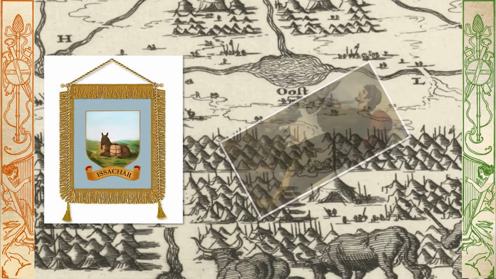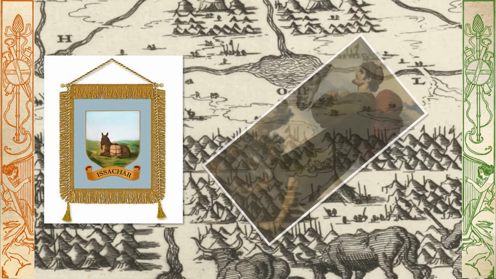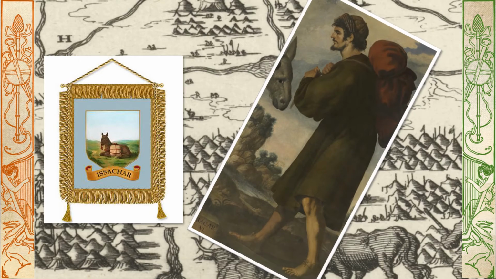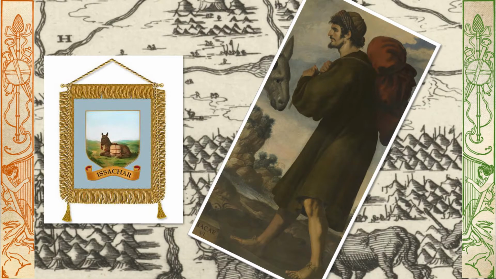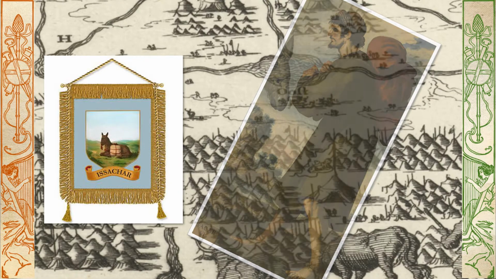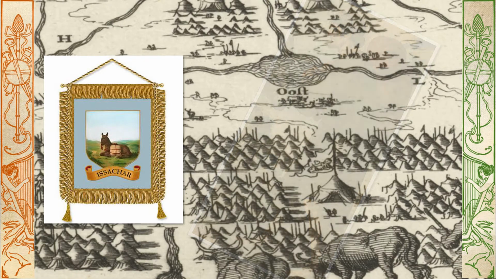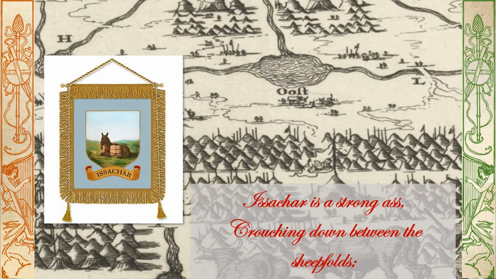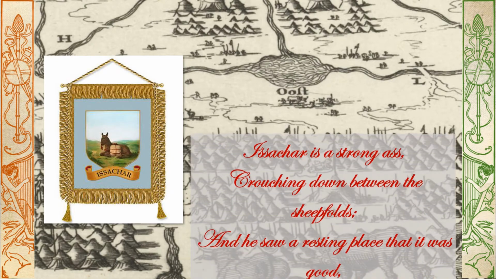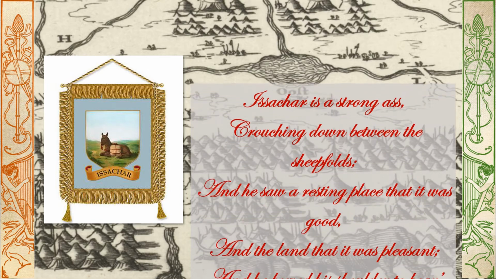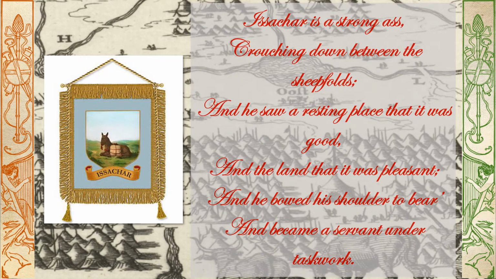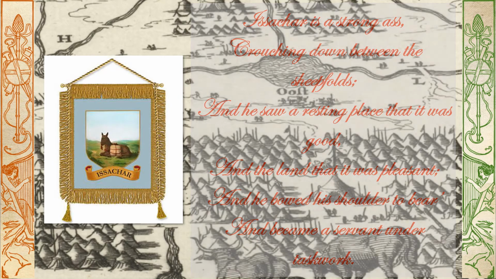As stated, its colour was sky blue and was charged with a strong ass, crouching beneath its burden. The ass is a patient animal and a proper symbol of labour. Jacob's blessing to this, his 5th son, was, Issachar is a strong ass, crouching down between the sheepfolds. And he saw a resting place that it was good, and the land that it was pleasant. And he bowed his shoulder to bear, and became a servant under taskwork.